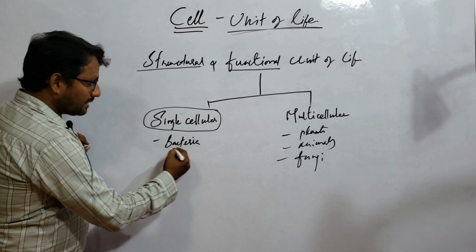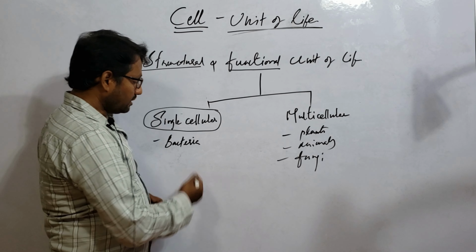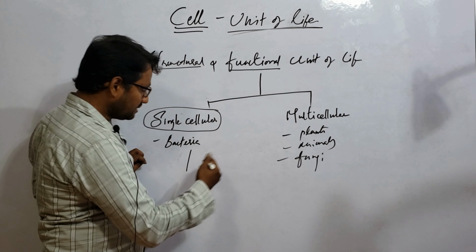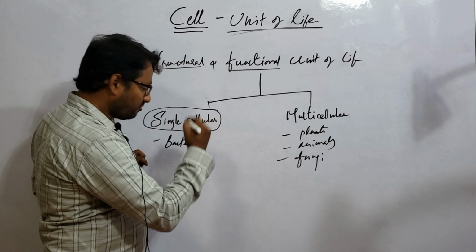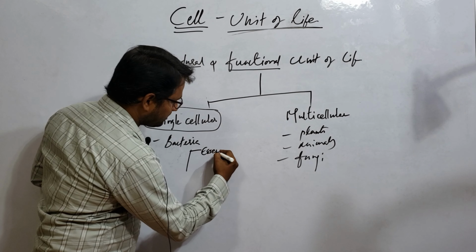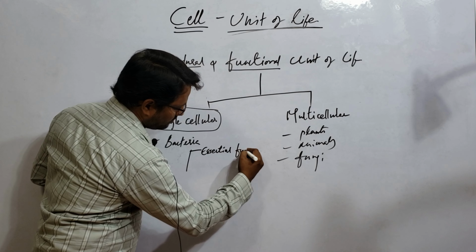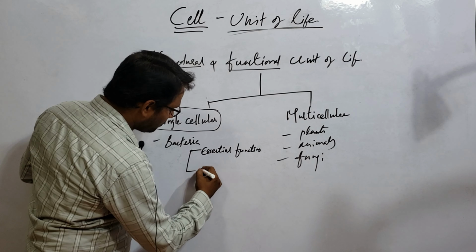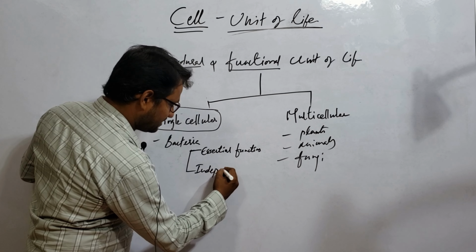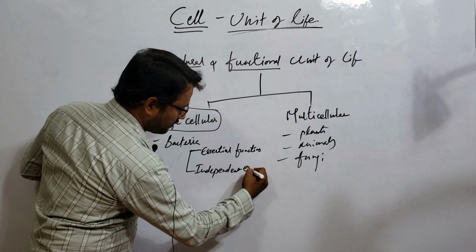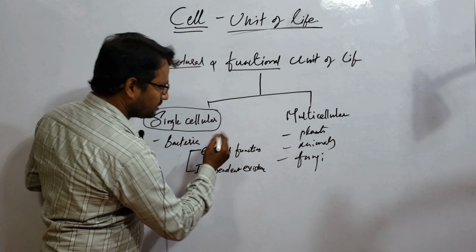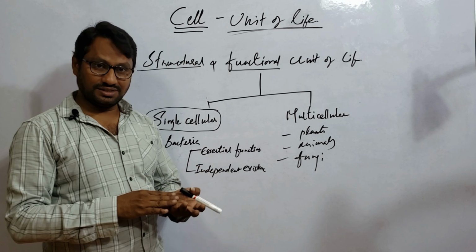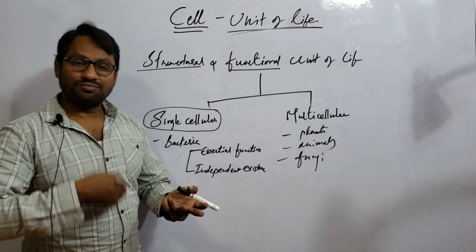In single cellular organisms, how can you define the function of a cell? Consider bacteria, a single cellular organism. When we say this is a single cellular organism, it means it has to perform essential functions for the cell to keep it alive, and also independent existence. These both things are most important for unicellular organisms.